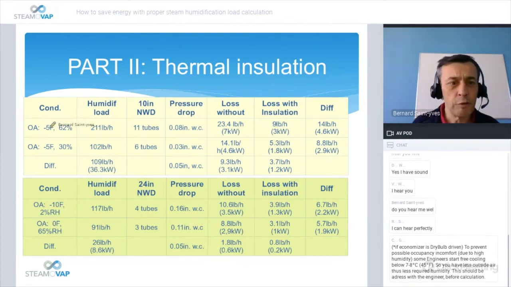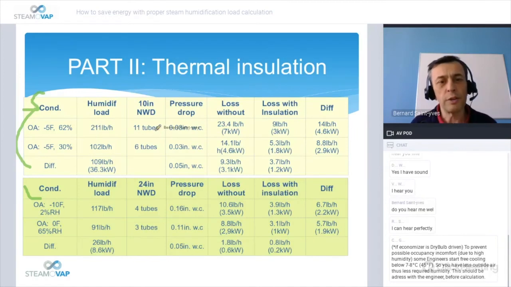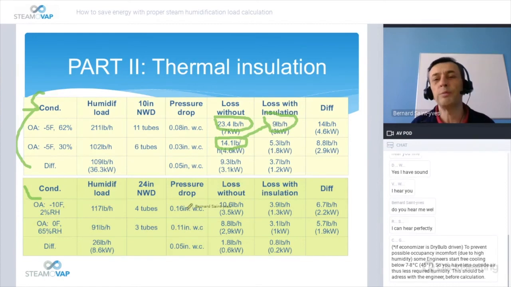Okay, so this is the school and this is the lab. So the school here and the lab. Okay, and here I will put S. So 11 tubes, 0.08 inch of water column. Without insulation, you will lose this amount. With insulation, you will still lose 9 pounds. And if you take 30% outside air instead of the 62, so then you reduce the load, you have practically the same as if you put insulation.